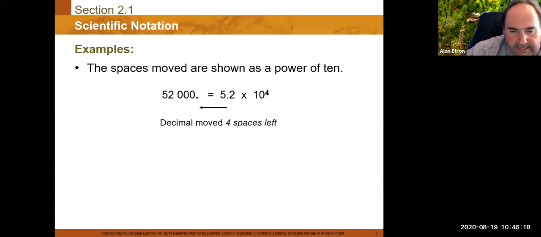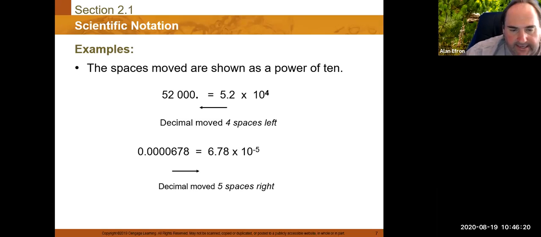So here's a couple of examples. As we can see here, we're moving this 1, 2, 3, 4 places to the left. Again, it's a large number to begin with. And here we got our positive 4 and our 5.2. And here we're going 1, 2, 3, 4, 5 places to the right. Again, a smaller number we started with has that negative in there.